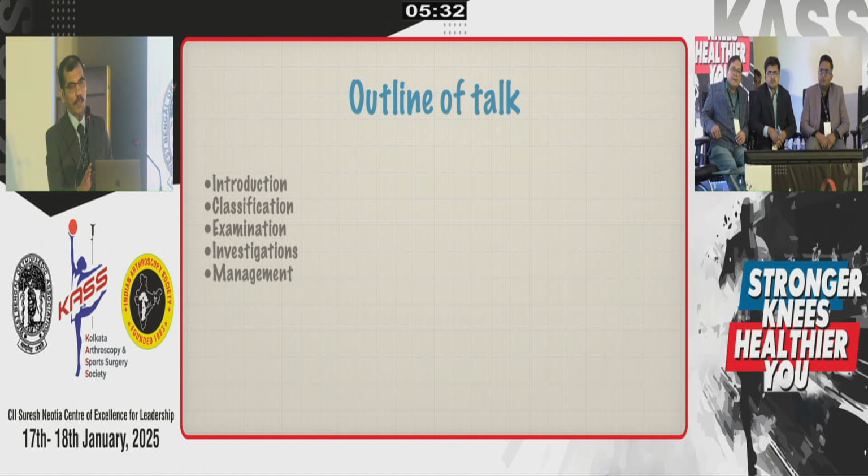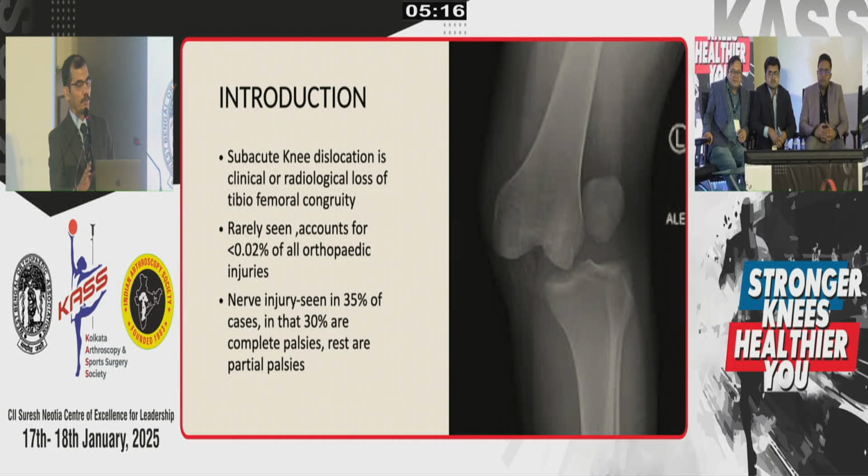Because we have covered everything, like somebody has covered PLC, somebody has covered PMC, MLKI is nothing but a mixture of everything. So let me just start with some introduction, give a classification, how we examine, investigations and management. Subacute knee dislocation is a clinical or radiological discontinuity between the tibia and femur. That's one way of reading it, and it's actually very rare, only about 0.02%. A nerve injury is seen in about 35% of patients. So remember that nerve injury can be very easily missed also.